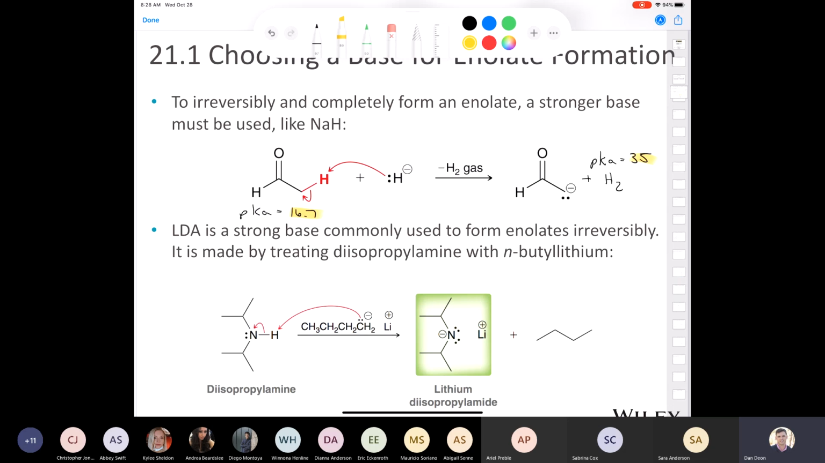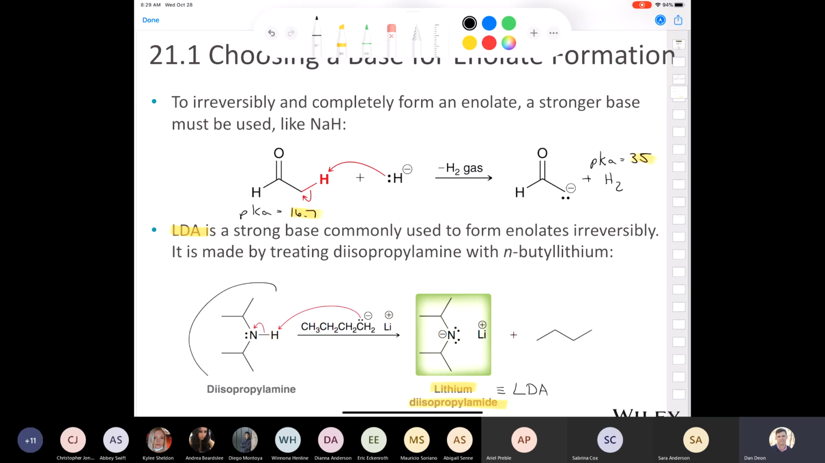There's another way. This is a new base. So I'm going to introduce you to a new reagent today. If you look at the reagent sheet for chapter 21, it's just going to say LDA. And LDA stands for lithium diisopropylamide. So that's LDA. And LDA is a strong base commonly used to form enolates irreversibly.